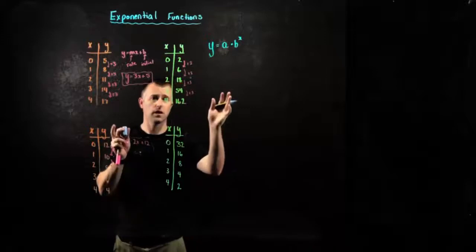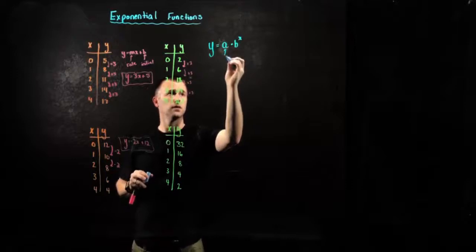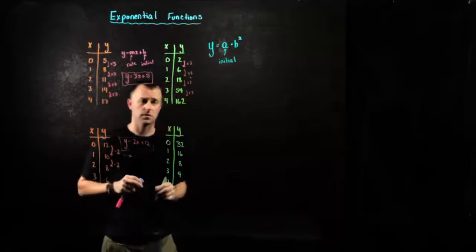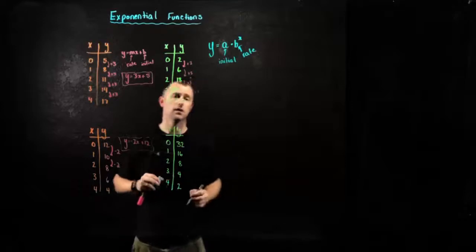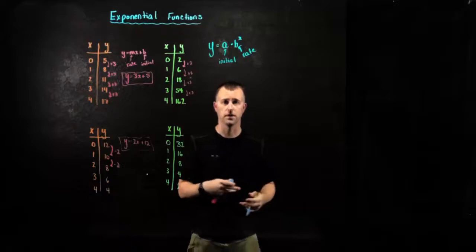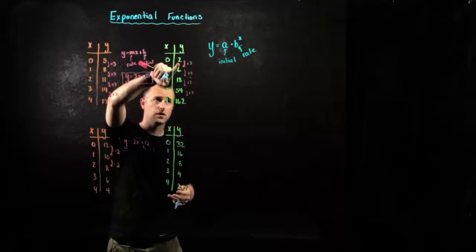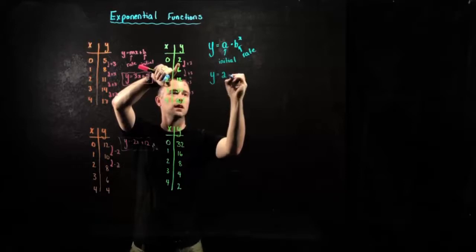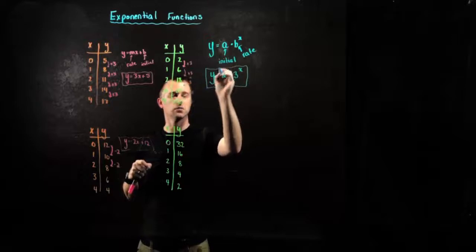So when we have an exponential function, this value right here, that's my initial value. It's kind of like your y-intercept, where b is your rate. Now the thing that changes is your rate is not a number that you're adding or subtracting every time. It's the number you're multiplying by every time. So in this case, that rate is going to be 3. Notice your initial value is still your y-intercept, so it will be 2. So we're going to have y equals 2 times 3 to the x. And this is your exponential function.